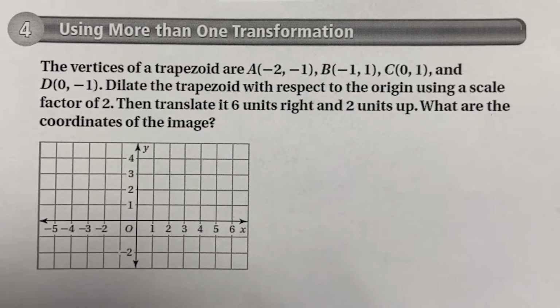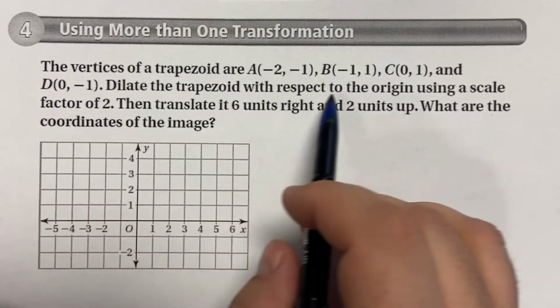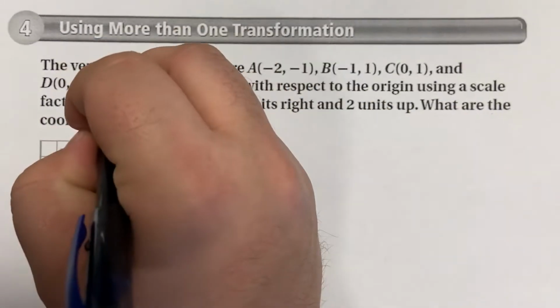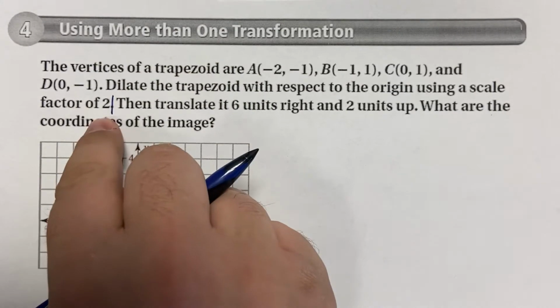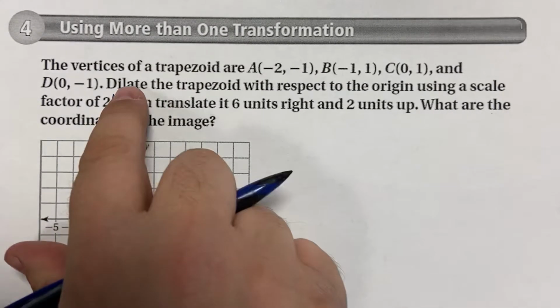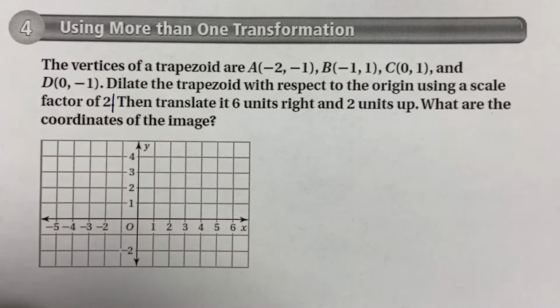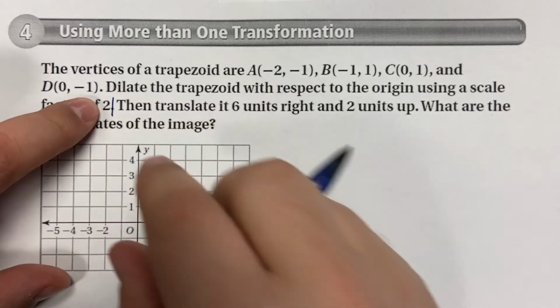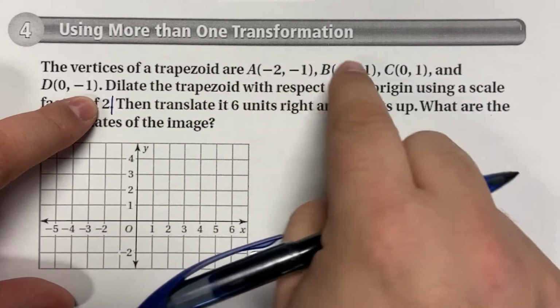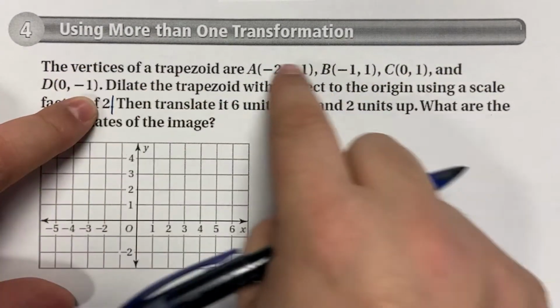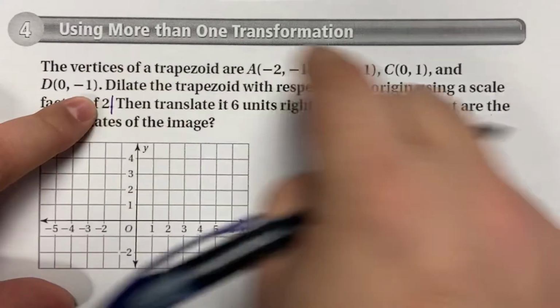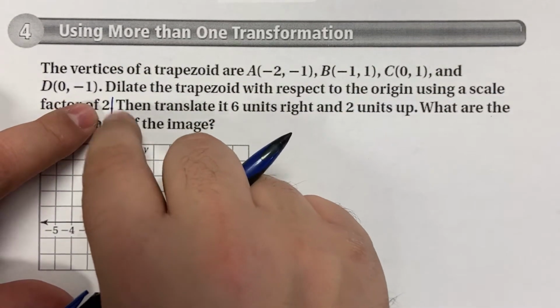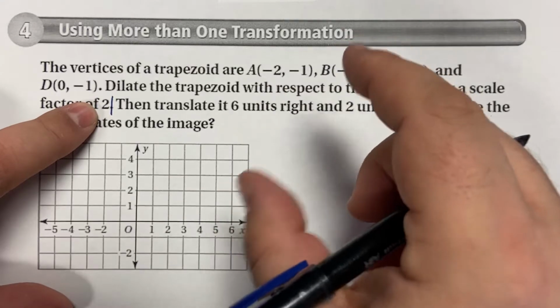Let's get to it. So we're going to dilate the trapezoid with respect to the origin using a scale factor of 2. 2 is bigger than 1, so we're making it bigger. That's what this whole sentence says. We're making it bigger, and we're doing it by 2. So what that means is I'm taking this 2 here, and I'm going to multiply it by every number that I see. There's 4 vertices. That means there's 8 numbers. It means I have to do 8 multiplication problems just to make this bigger.